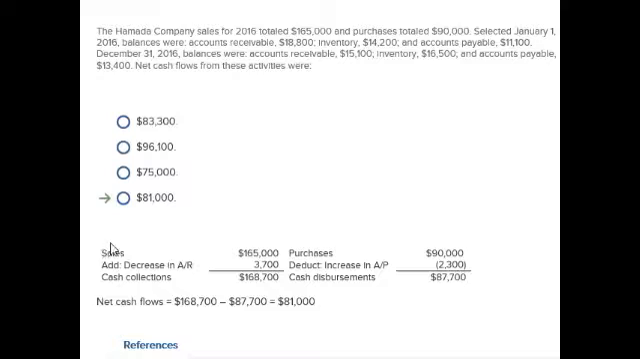Okay, for those of you who like to further really understand why this is the correct answer, let's think about this. Why is it that if we add the decrease in AR to my sales, it equals cash collection? So when you think about AR, isn't AR the amount that my customers owe to me? They need to pay me my money, right?